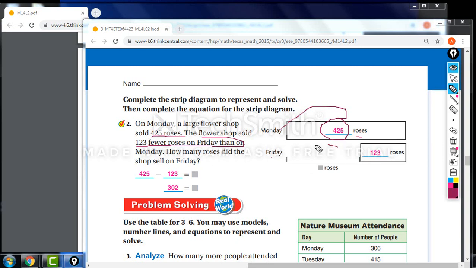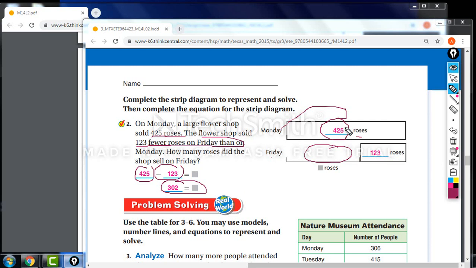Okay, I need to know how many roses. I know there's 123 fewer. I know how many were sold on Monday. So I take the amount for Monday. I subtract. This is the fewer. So now I get 302. How many roses did the shop sell on Friday? Well, it's 302.